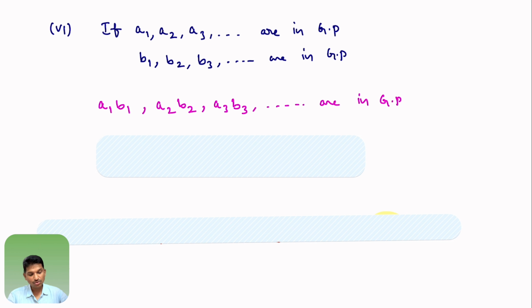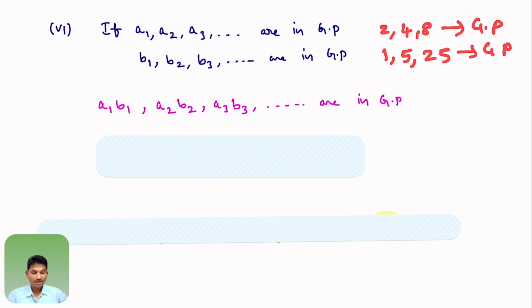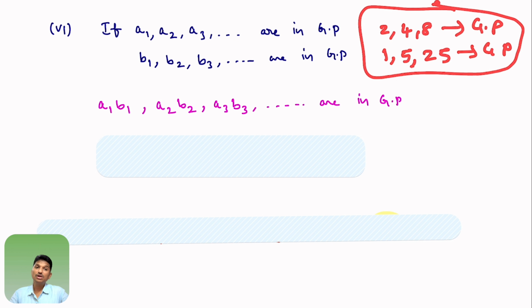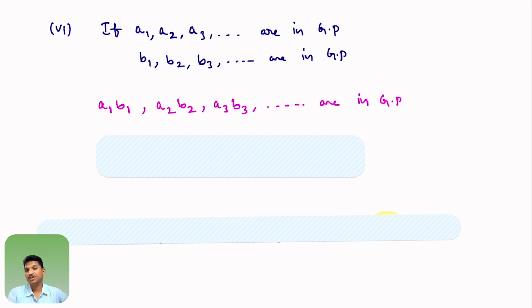You take two examples. For example, 2, 4, 8 is one geometric progression. 1, 5, 25 is another geometric progression. Multiply both, and you can check whatever you get also forms a geometric progression.